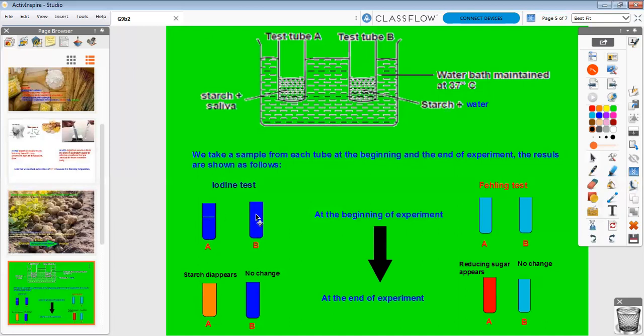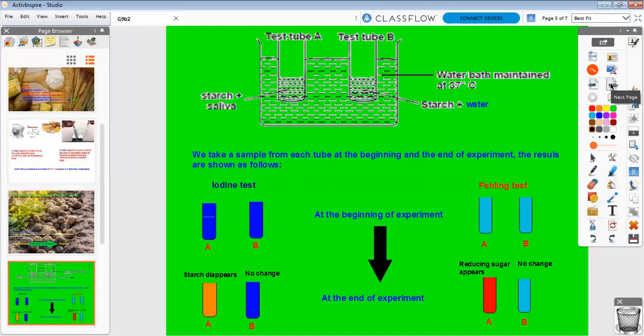Look at tube B, where starch is put with water. Nothing changed, okay? There is starch at the beginning and at the end. There is no sugar at the beginning and no sugar at the end. Okay, what does it mean?